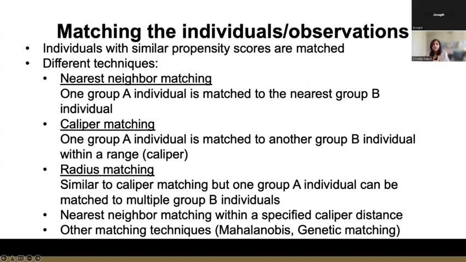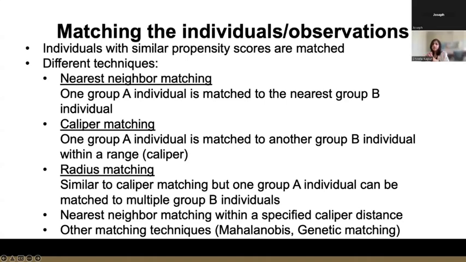So the first one is the nearest neighbor matching technique. In this, you take an individual from group A and you match it to an individual from group B, which is the closest match in terms of the propensity scores that you've calculated. The next technique is caliper matching.